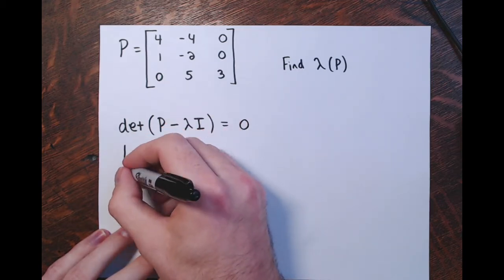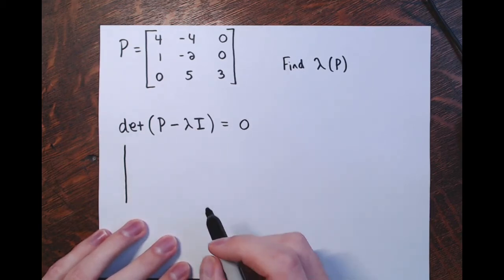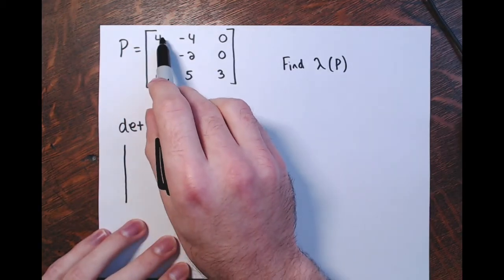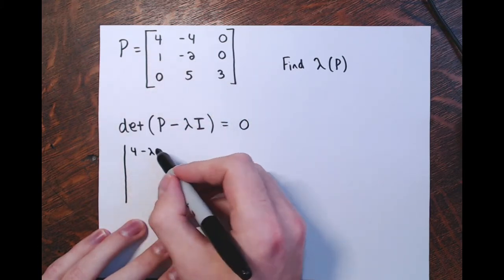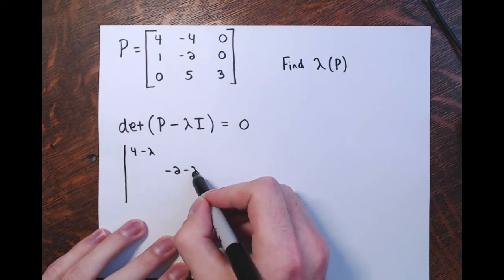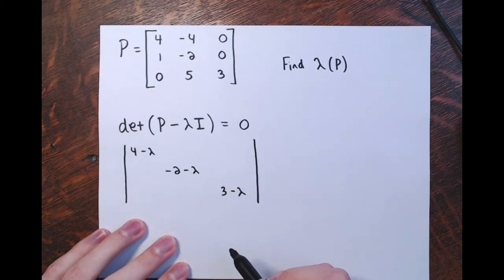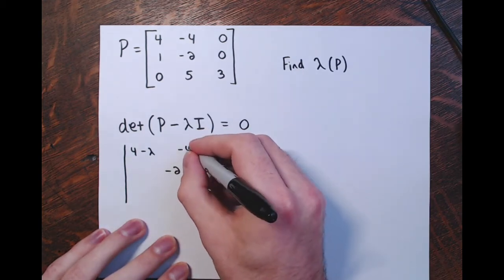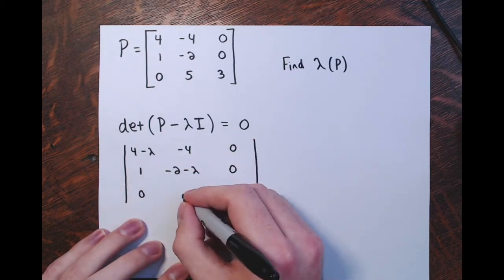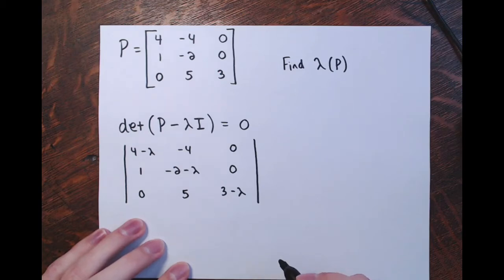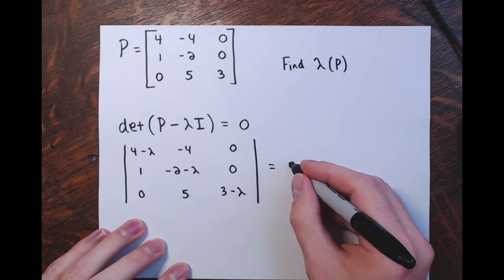And like I said before, when you're writing P minus lambda I, just write the matrix and all you're doing is subtracting lambda down the main diagonal. So you've got 4 minus lambda, negative 2 minus lambda, 3 minus lambda, and then every other entry is the same. So negative 4, 0, 0, 1, 0, and 5. And again, the big question is, for what values of lambda is this going to be 0?